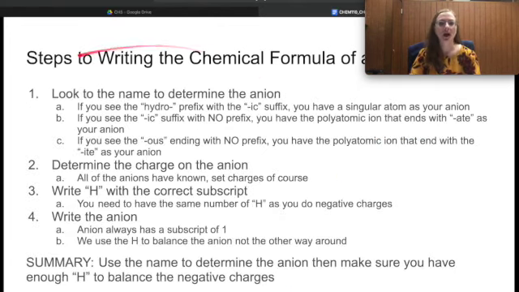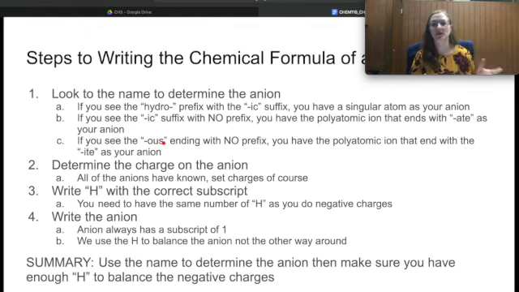So again, you look to the name to determine what your anion is. So if you see that hydro prefix with an ic suffix, you have a singular atom. If you see the ic suffix with no prefix, you have the polyatomic ion that ends with ate that has that base name. If you see the OUS ending with no prefix, you have the polyatomic ion that ends with the ITE ending, okay? So we're just kind of going backwards.